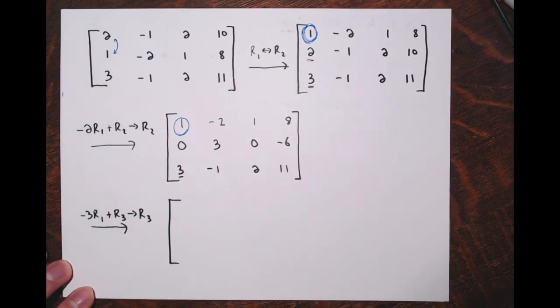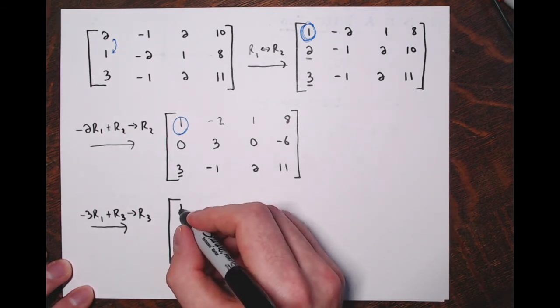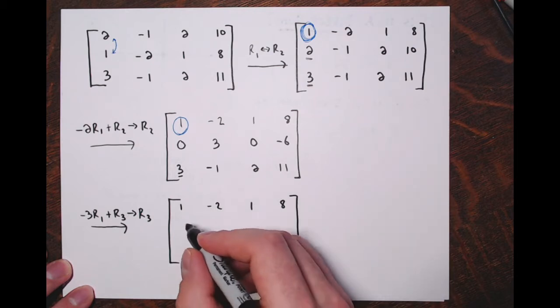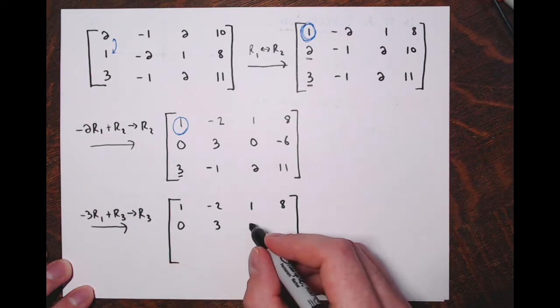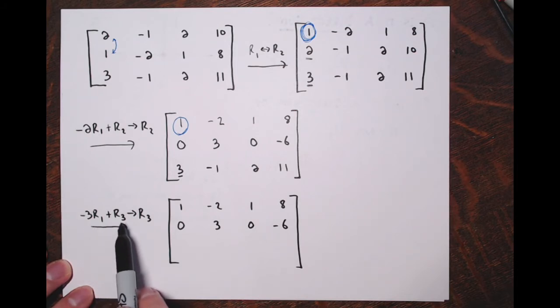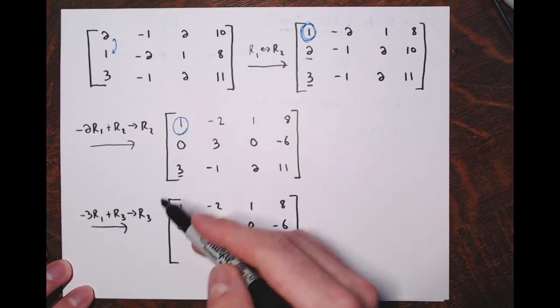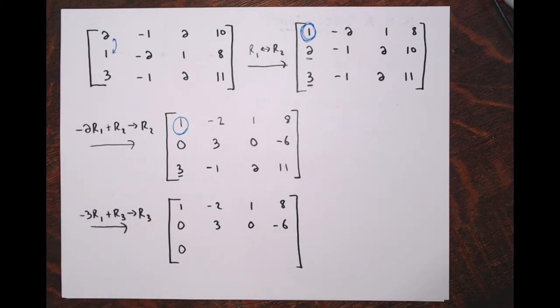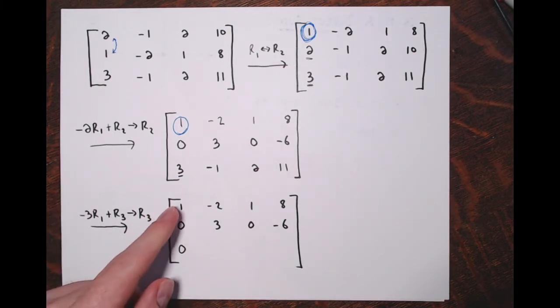So only changing row 3 here. Row 1 and 2 are the same. Row 1 and 2 do not change. Alright, then I do negative 3 times the row 1 entries, add to the row 3 entries. Negative 3 plus 3, 0. So now I have what I want, right? All zeros below that first pivot entry that I wanted, below that leading 1.